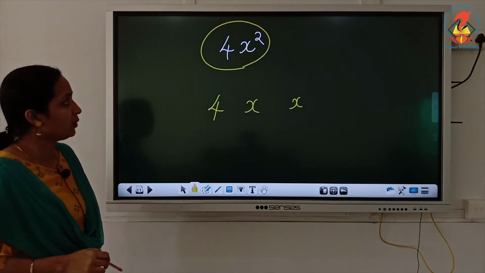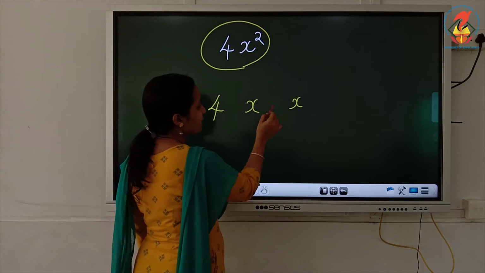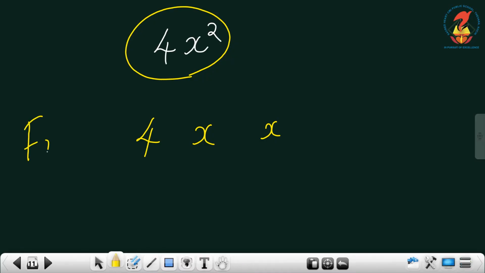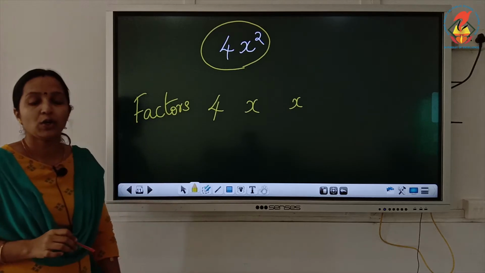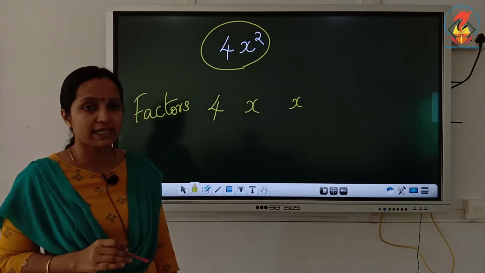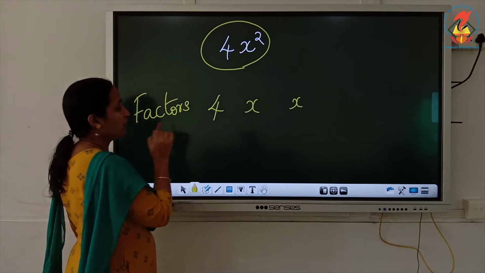4x square means what? It's a product of 4x and x, is it? So, we can call these factors of the term. Or you can say that a term is a product of its factors. What can you say, children? A term is a product of its factors.